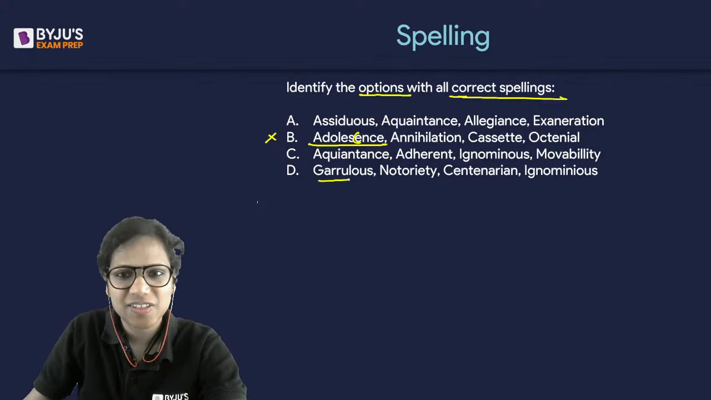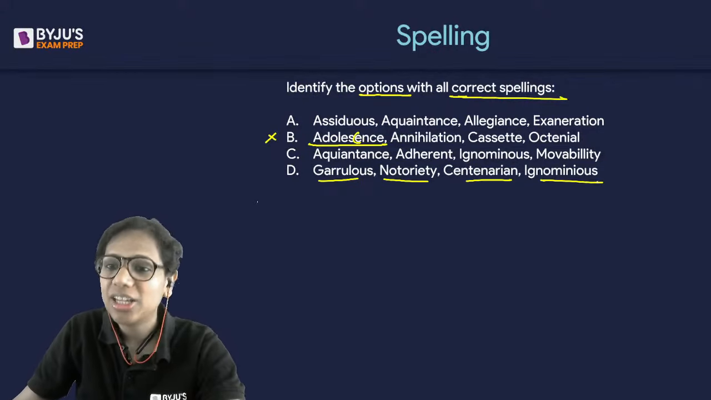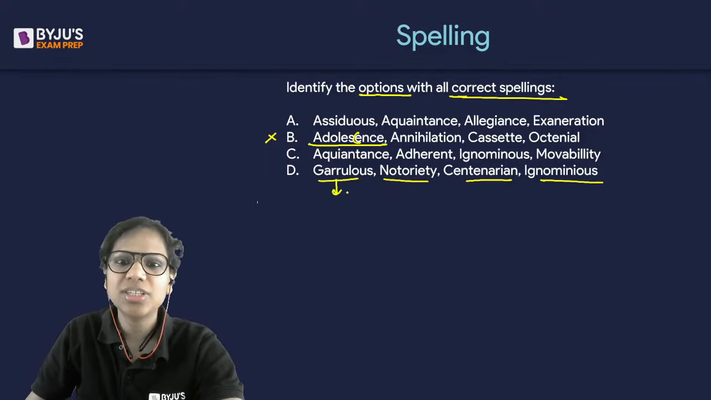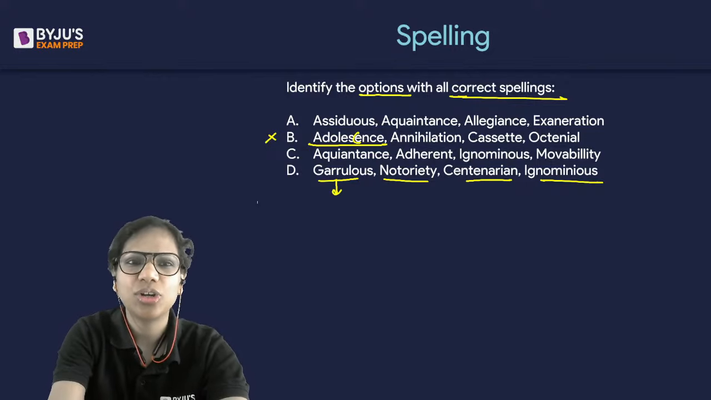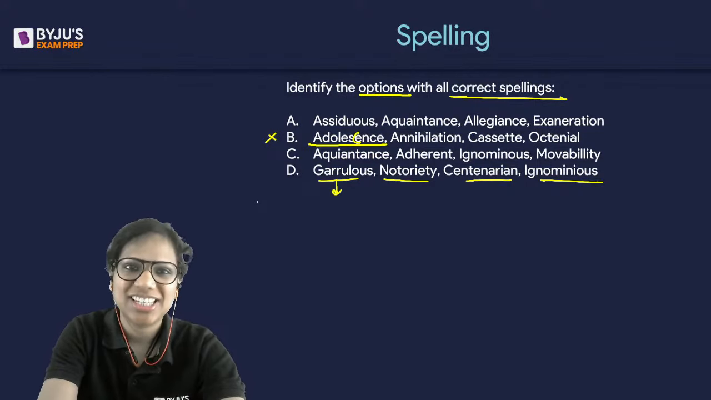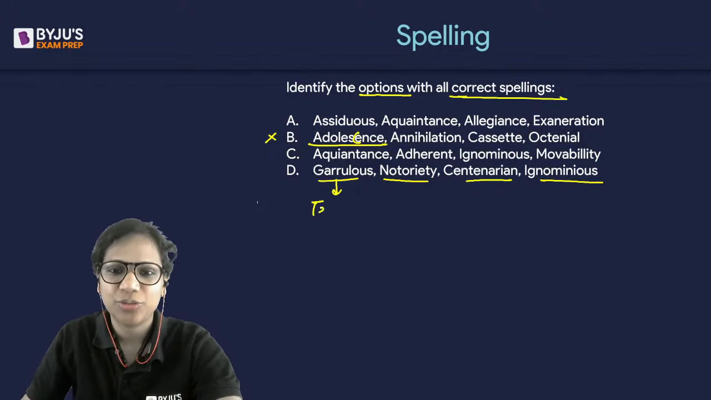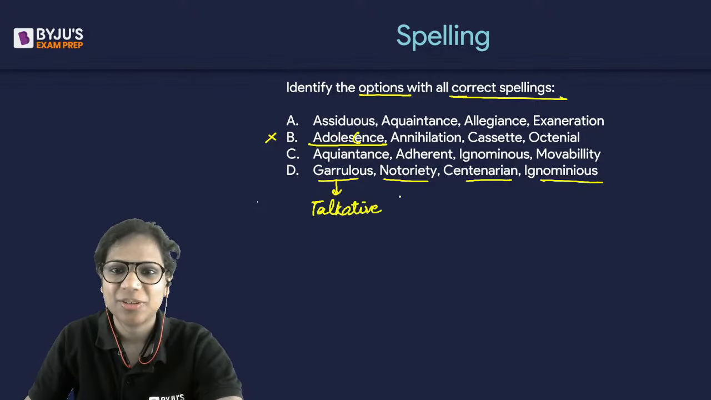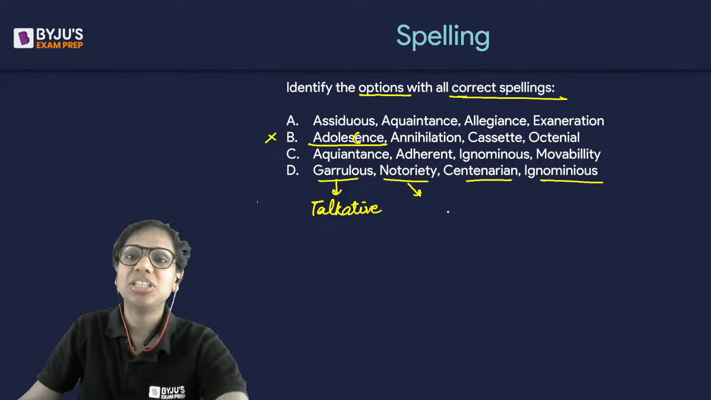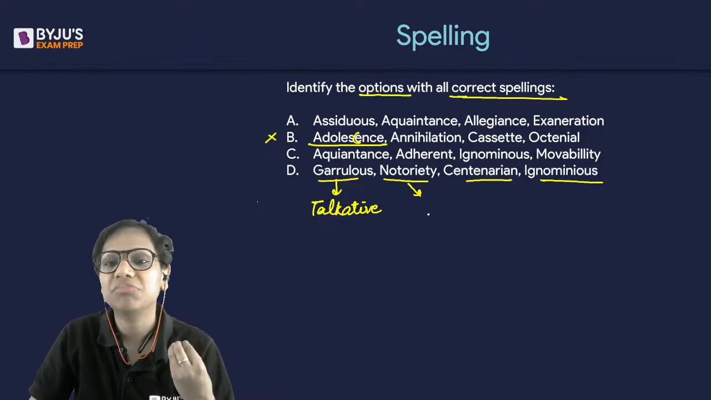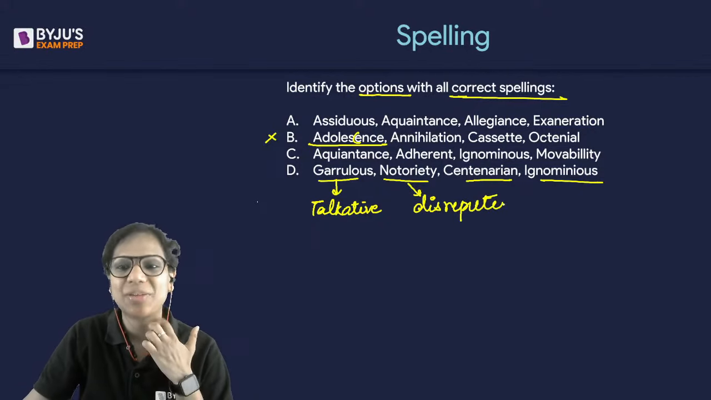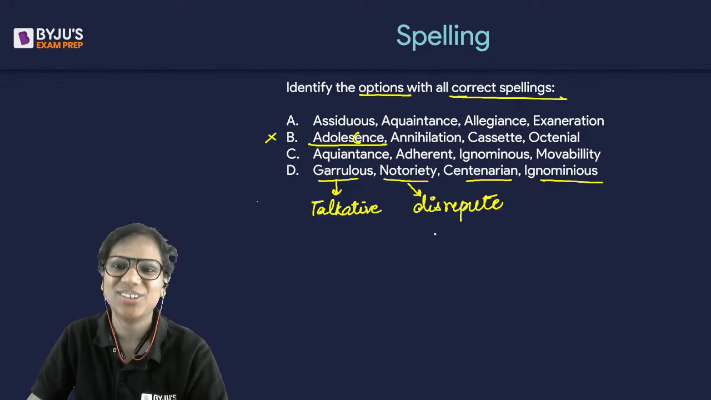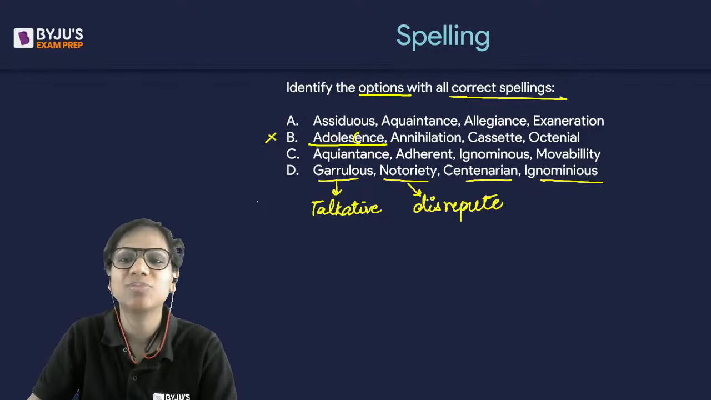D, yes. Garrulous. Notoriety. Centenarian. Ignominious. All are correct here. Who is a garrulous person? Someone who is shy, does not talk a lot. The opposite, someone who talks a lot, talkative, loquacious. Notoriety, if someone gains notoriety, that means they gain disrepute actually, they gain bad reputation. So the better word for that will be disrepute. Someone who is infamous, okay, notorious, from the word notorious comes the word notoriety.